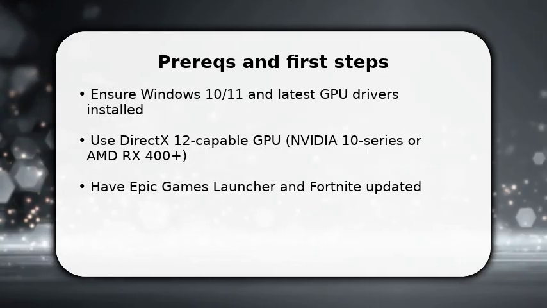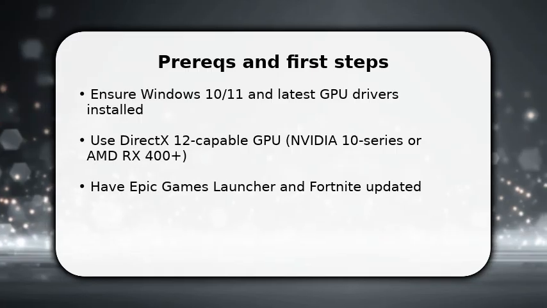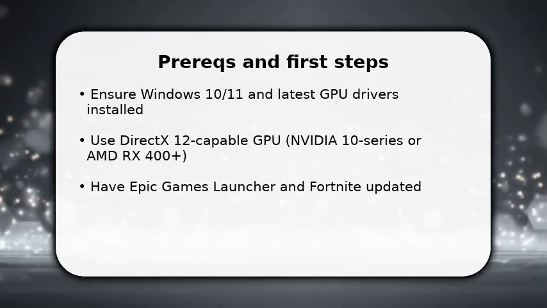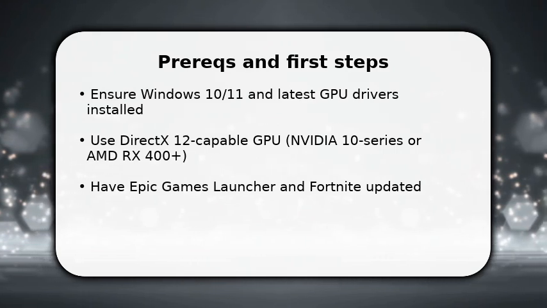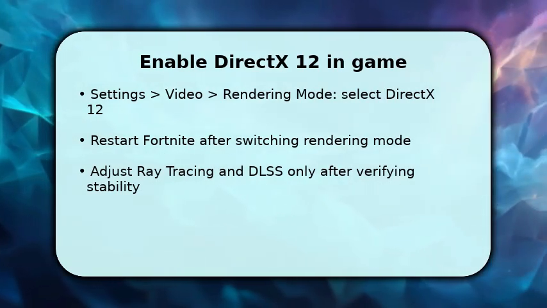Next, launch Fortnite and go straight to Settings. This is where you switch rendering modes. These steps prevent wasted time later and ensure DirectX 12 options will appear. Proceed now to change. You navigate to Settings, then Video, and set rendering mode to DirectX 12.